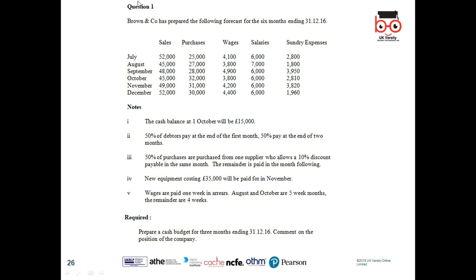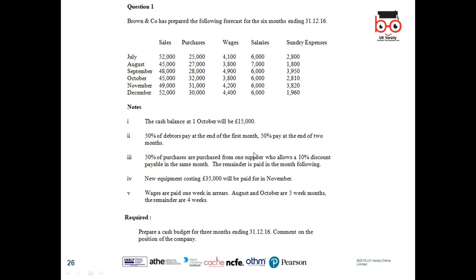So if it's £52,000 worth of sales, 26,000 will be received in the month of the sale, and 26,000 will be received in the following month. So we can manage the cash, yes. We need to look at what our policy is.